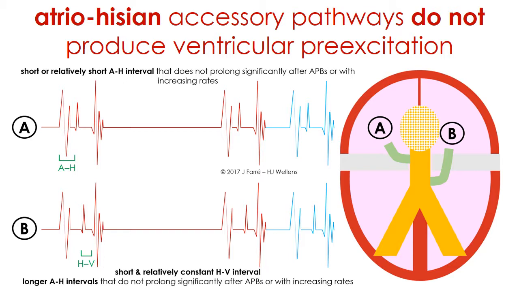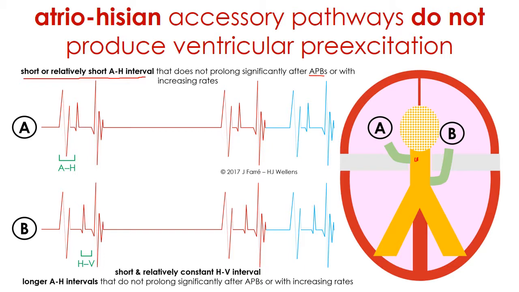Depending on how proximal is the connection of the bypass tract in relation to the origin of the bundle of His, we will have two different scenarios. In A, we represent the situation in which the Atrio-hisian bypass inserts proximally in the bundle of His. This type of Atrio-hisian bypass tract will present a short or relatively short AH interval that does not prolong significantly after atrial premature beats or with atrial pacing at increasing rates.